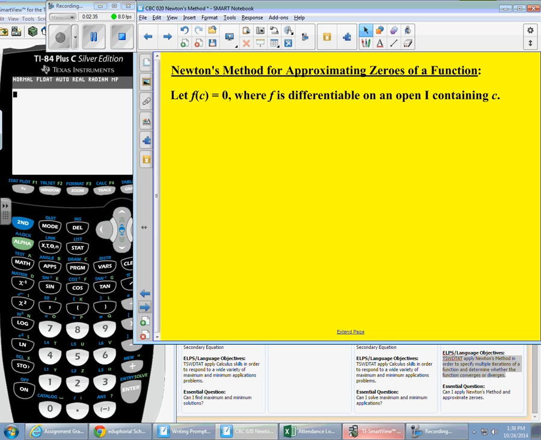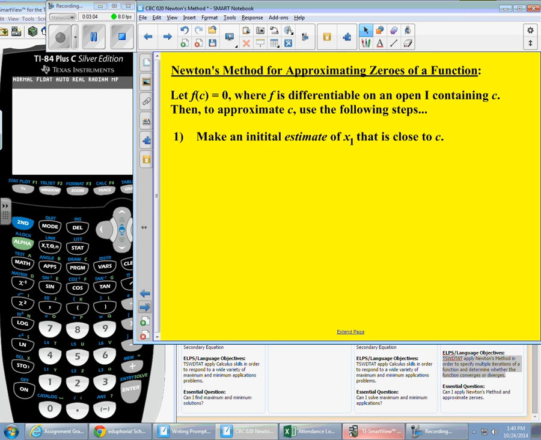Okay, so let's get through the language of this thing. It's one of those typical textbook definitions. Let f of c, our function evaluated at point c, equal 0, where the function is differentiable on an open interval containing the value c. To approximate the value c, we're going to use a series of steps.